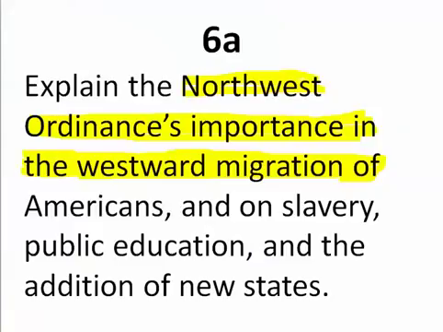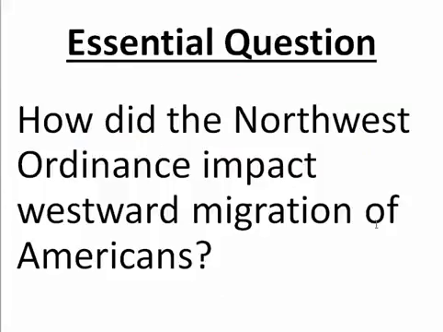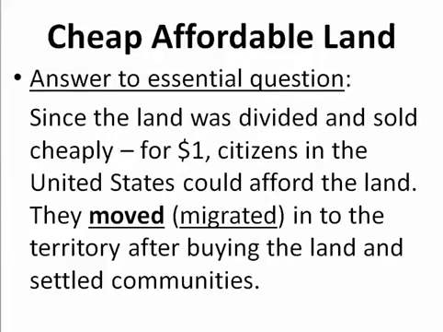Okay, explain the Northwest Ordinance's importance in the westward migration of Americans. How did the Northwest Ordinance impact the westward migration of Americans? This land is going to be cheap and affordable land. At first, it's not going to be too affordable for average people. Large landowners are going to go in there and gobble up a lot of that land. But eventually, laws are going to be changed and relaxed, so that other citizens can go in there and buy it cheaper. So a lot of Americans are going to migrate out to the Northwest Territory.